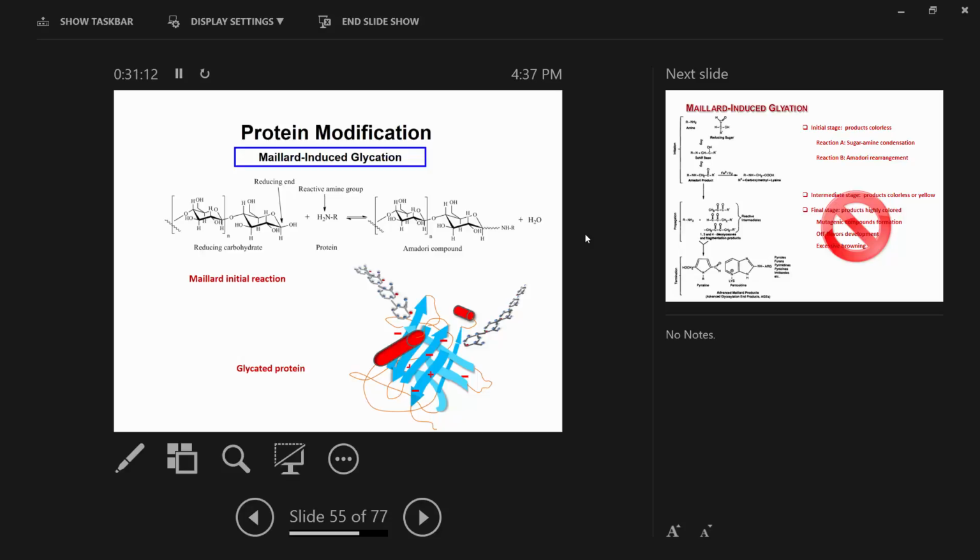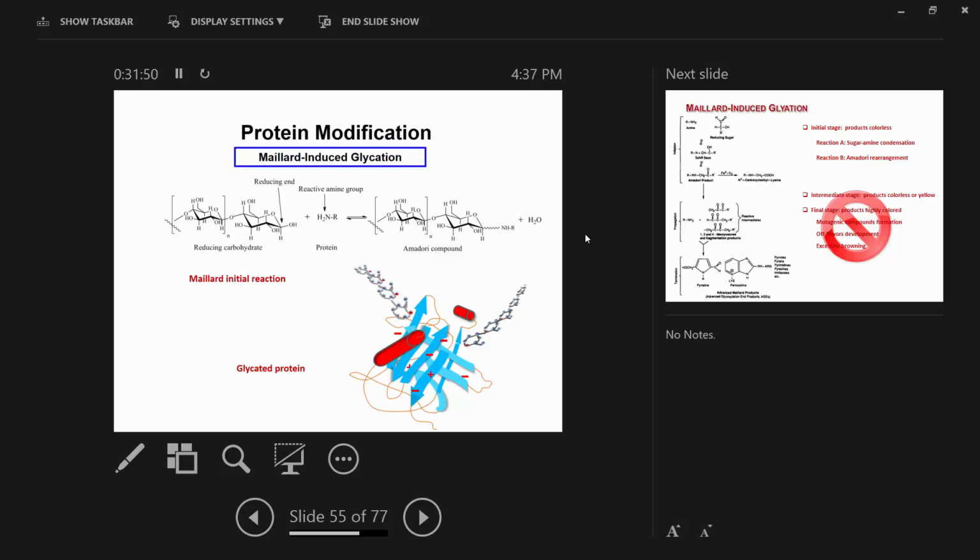So you know the Maillard reaction. In this case, we're only concerned with the initial reaction. There are 3 stages of the reaction. The initial stage is where we have the formation of the Amadori compound. Your carbonyl carbon reacts with a reactive amine group, either the terminal amine or the primary amine on one of the amino acids, which is lysine. And then you form an Amadori compound, which is essentially a glycated protein.